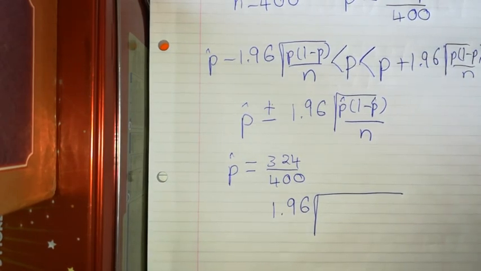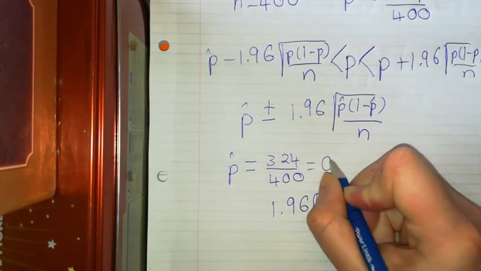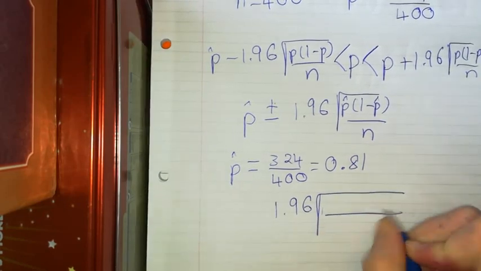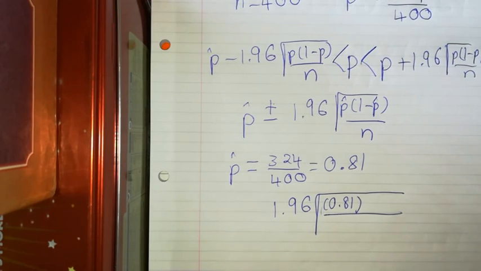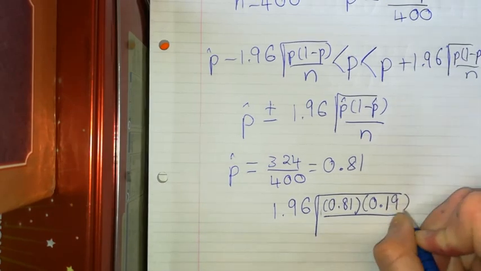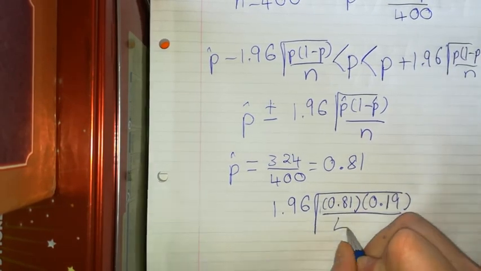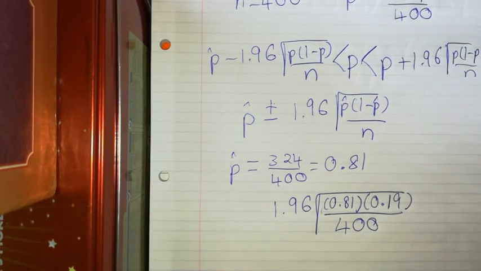324 over 400 gives me 0.81 when I work this out. So that's going to be 0.81, and then 1 minus p is going to be 1 minus 0.81, so I get 0.19, and then that's all over n, and n was 400. So I'm going to work this out: 1.96 times the square root of 0.81 times 0.19 over 400.